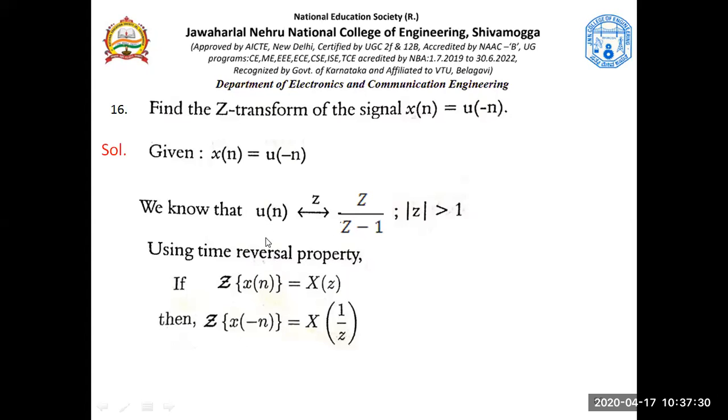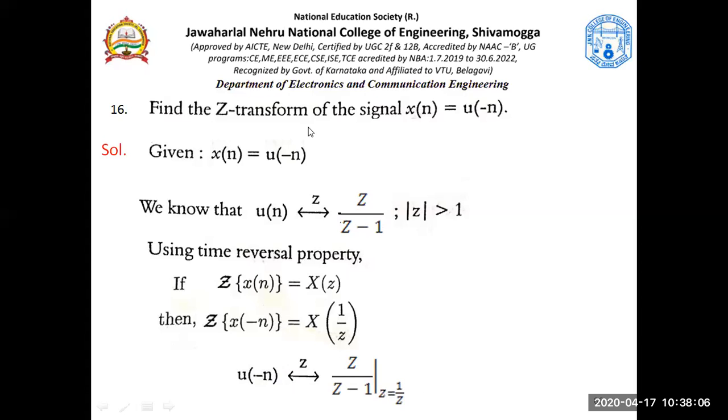In place of x of n, if you have u of n, in place of x of z, you will have z by z minus 1. Now, in place of x of minus n, if you have u of minus n, what needs to be done on this? In this, you have to replace z by 1 by z. That is what is done here. When you have u of minus n, we replace this z by z minus 1, which is written here.